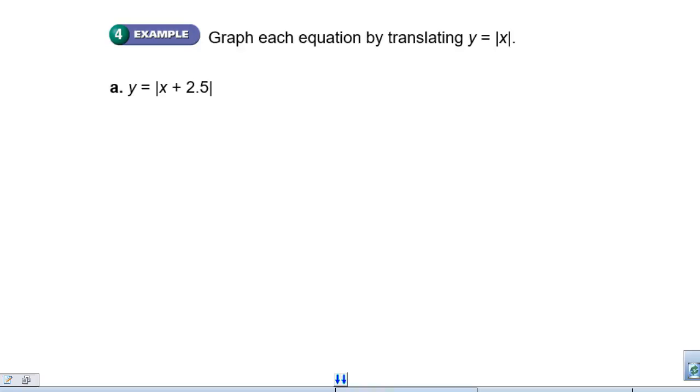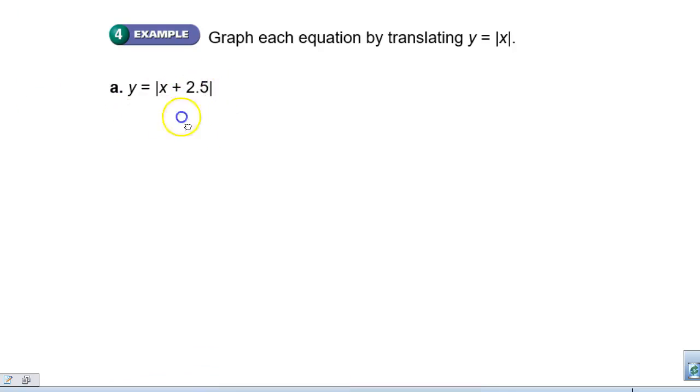So we're still on our 6-8 notes. We're on example 4. Who can raise their hand for example 4 and tell me what is slightly different about this example that we have to graph than the ones we were doing on the previous pages? What is different about this one? Very good. That plus 2.5 is inside the absolute value instead of outside of it.